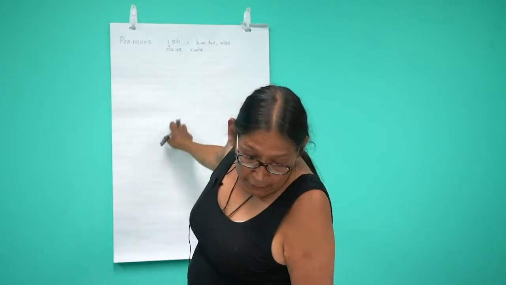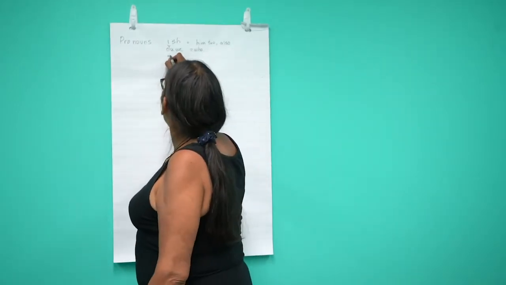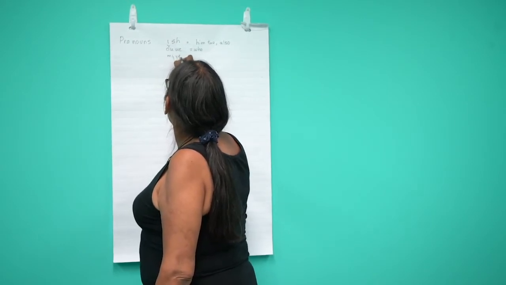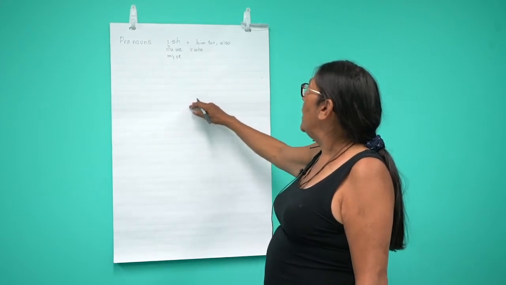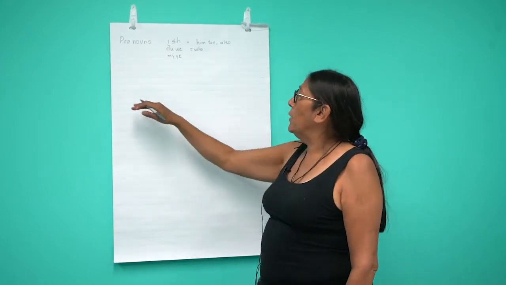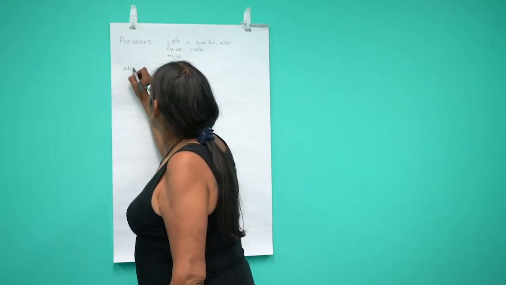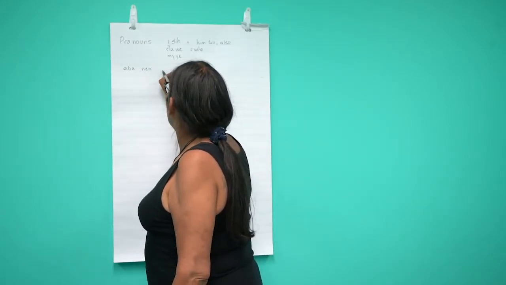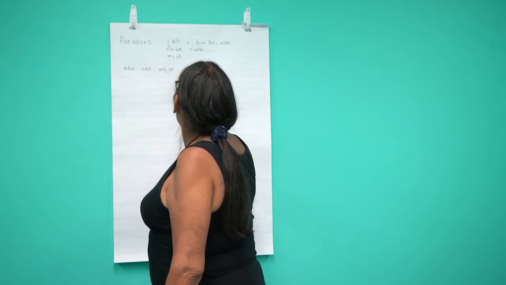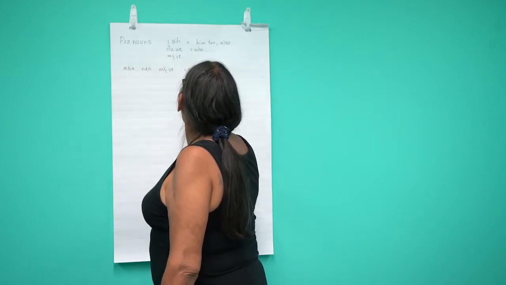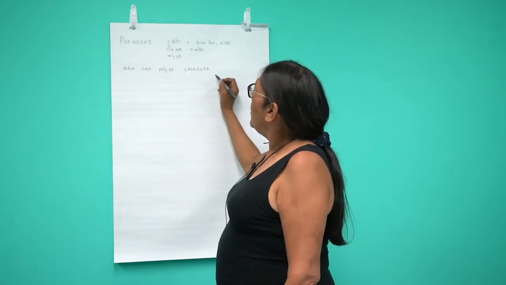These are pronouns. Another pronoun is myself. Mia. Amba nen mia induka. This day I am hungry. There's your this day I am hungry.